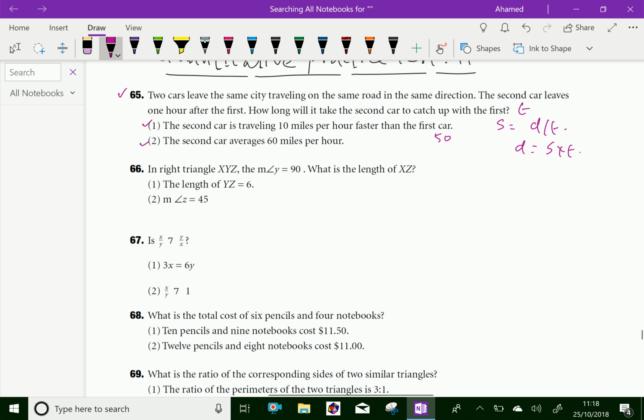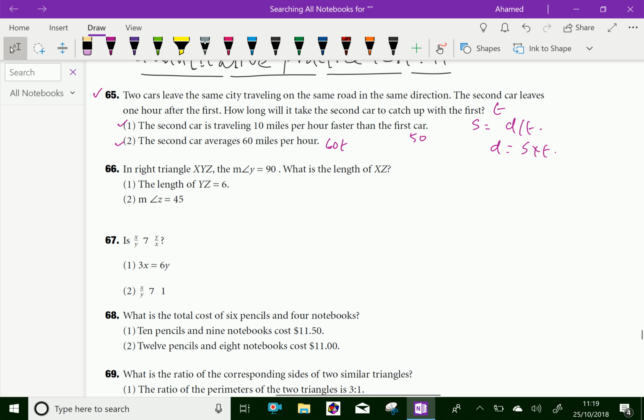Statement 1 is not enough to find the answer, and statement 2 individually is not enough to answer this question. So we need both together to answer the question. For that we have to make the distance in t hours. The second car is 60t miles, and the first car is 50 times t plus 1, since it left 1 hour earlier.